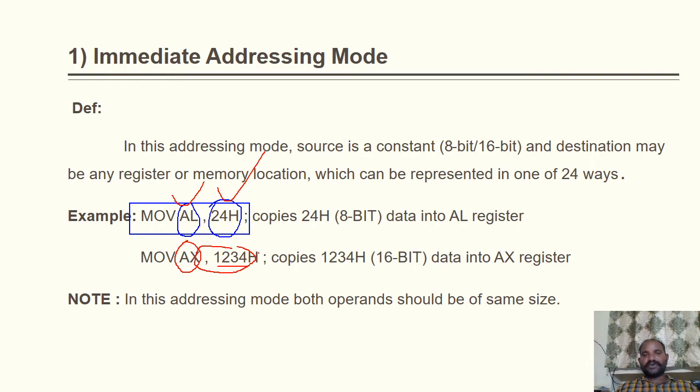If both operands are not the same size, then it is highly impossible to perform the immediate addressing mode. What I mean to say is that if you are using the move instruction, for example, MOV AL, 1234H, then this kind of operation is not acceptable.